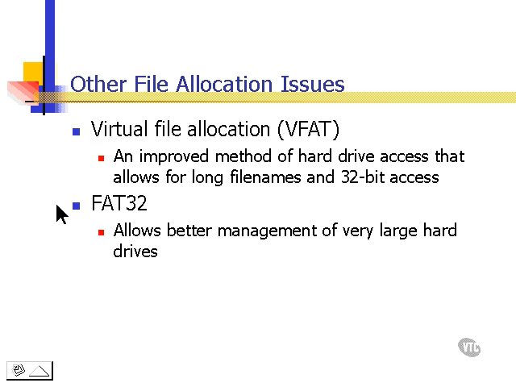And FAT32. FAT32 allows for better management of very large hard drives. And FAT32 is used in the Windows 98 operating system and in the Windows 95 operating system version B or better. In other words, version A, the first Windows 95 operating system, did not allow for FAT32. It used what was called FAT16.